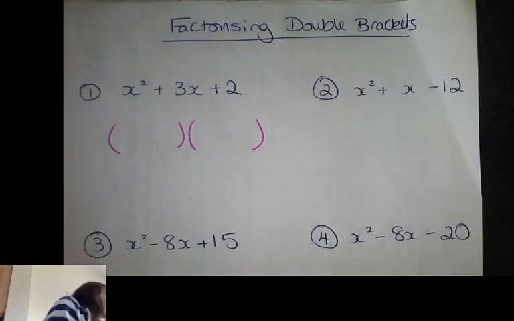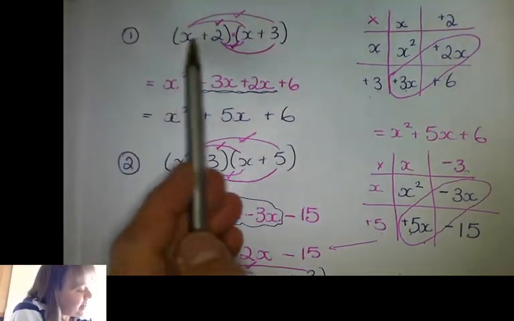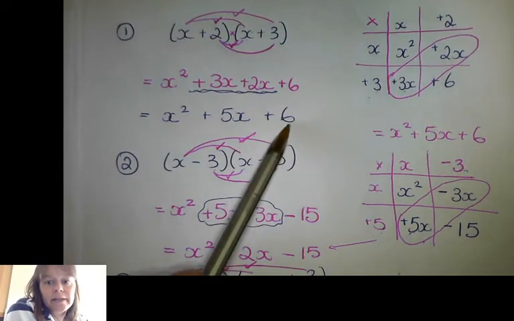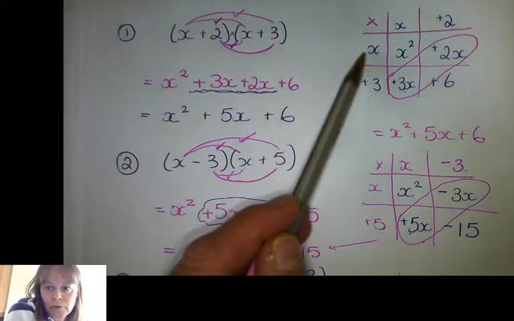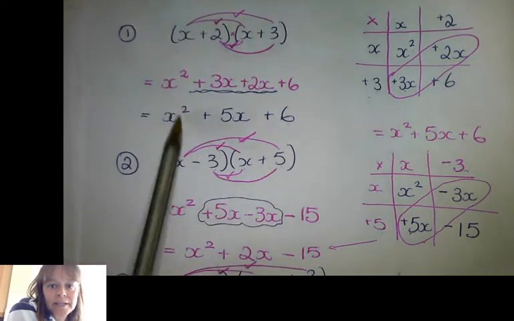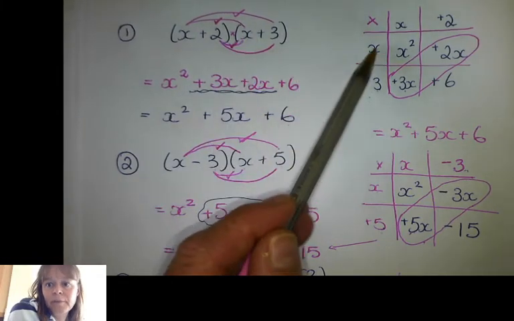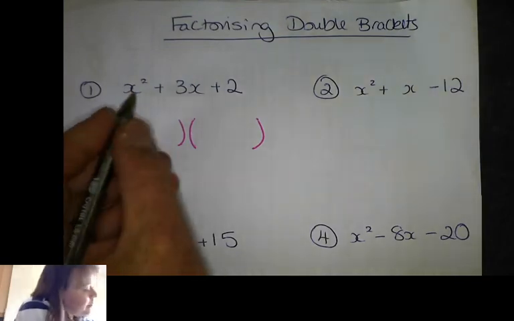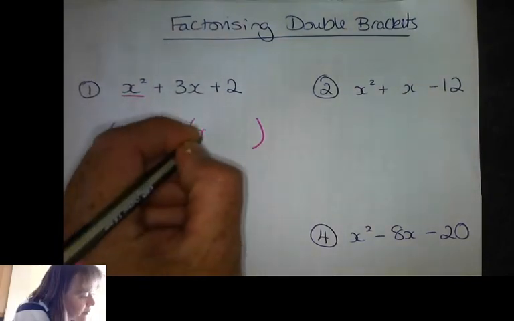And if you think back to what we did when we multiplied out 2 separate brackets and we created something that looks like this, x squared here came from that bit, or this bit if you were on the grid, that bit there of the brackets. So if I've got an x squared at the front, it must have come from having an x at the front of each bracket. So the first thing I'm going to do here, because I've got an x squared, is put an x at the front of each bracket.